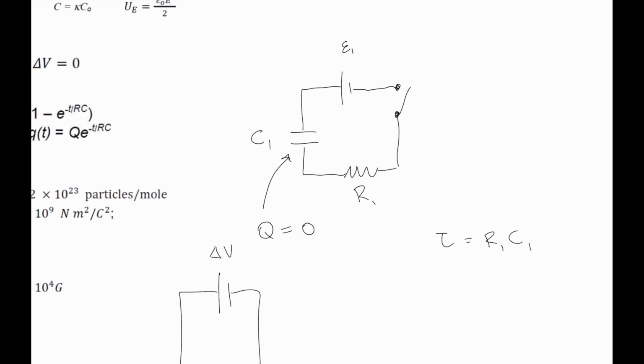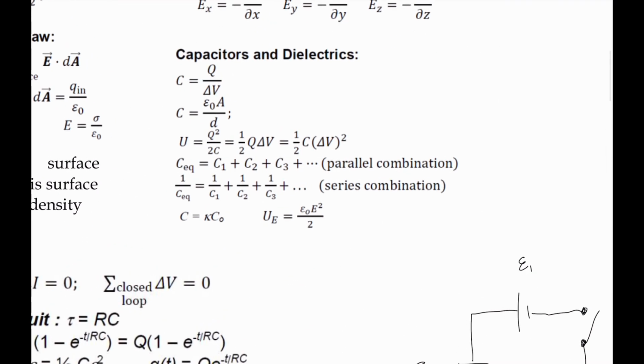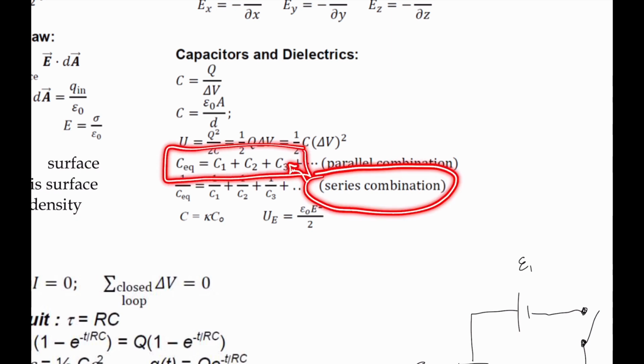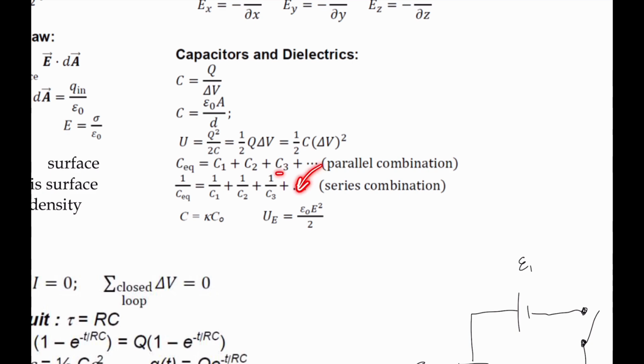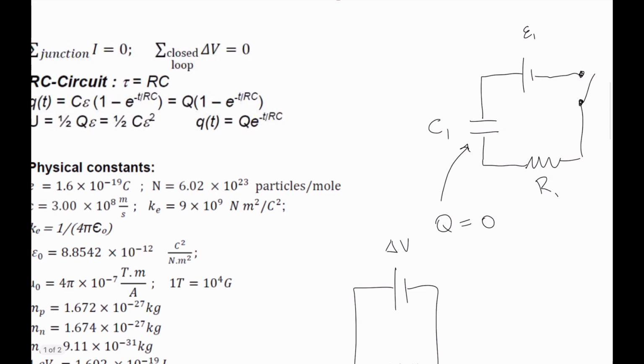If you had a bunch of resistors or capacitors in here, you have to combine them using the rules that we had before. And by the way, this equation sheet here does not give you the series and parallel combination of resistors. They are literally identical to these equations, except you flip these. So if you have resistors in series, you use this equation. And if you have resistors in parallel, you use this equation. A little bit of a thing to keep in mind because it's not on the equation sheet.